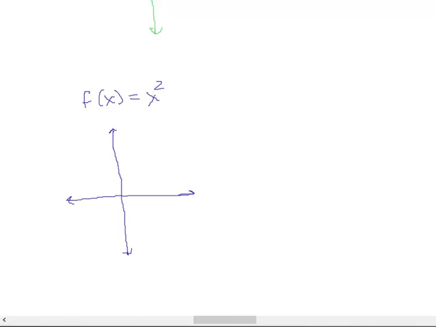It is a parabola, and the origin is at 0, 0. So this is f of x equals x squared. Then when is this graph increasing? Well, it is rising from left to right, right here. And it's actually falling from left to right to the left of the y-axis.